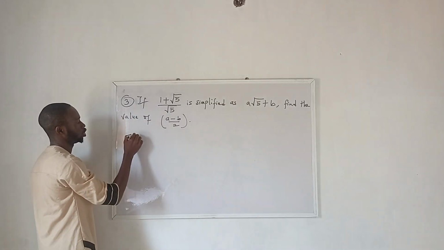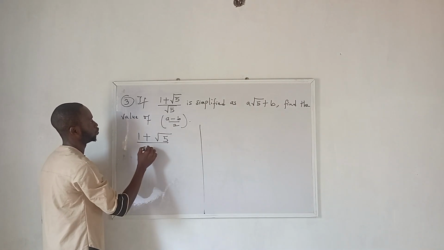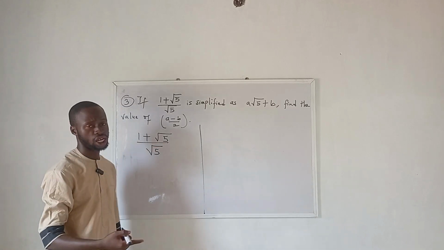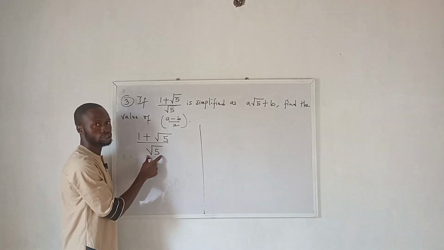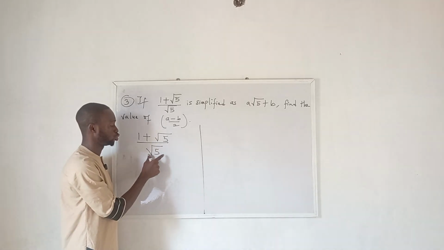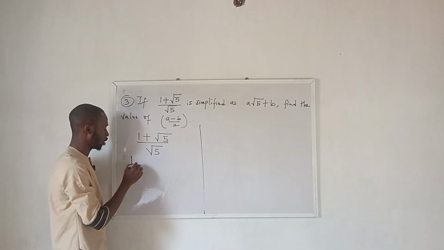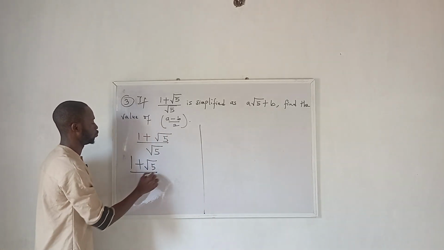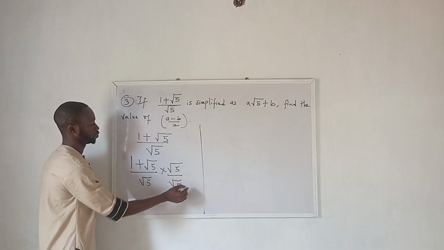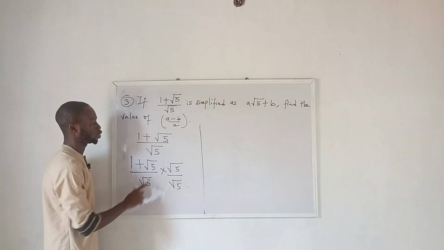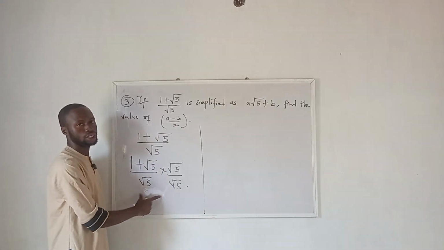Now let's go to the question quickly. We have 1 plus root 5 all over root 5. How do we rationalize? So to rationalize, you would multiply the denominator here. What we have as our denominator is root 5. You multiply by it in both the numerator and the denominator. So we would have 1 plus root 5 over root 5 multiplied by root 5 over root 5. The purpose of doing that is to cancel out the root in the denominator.